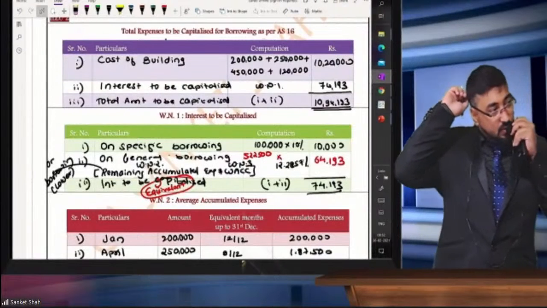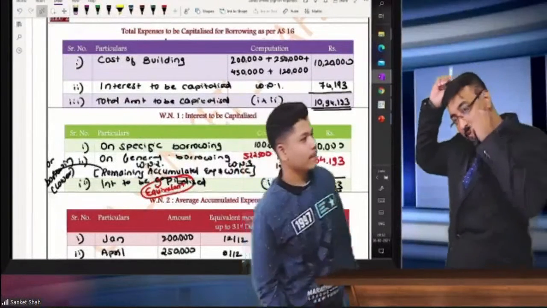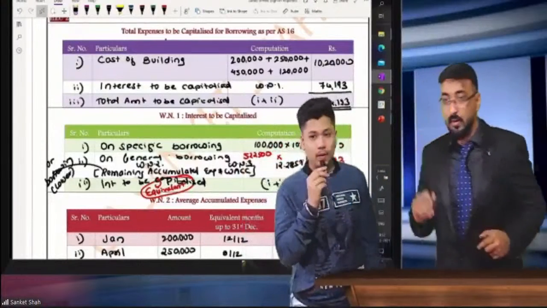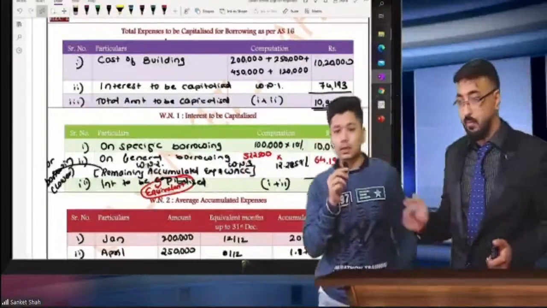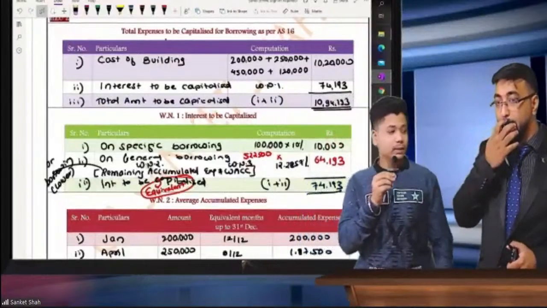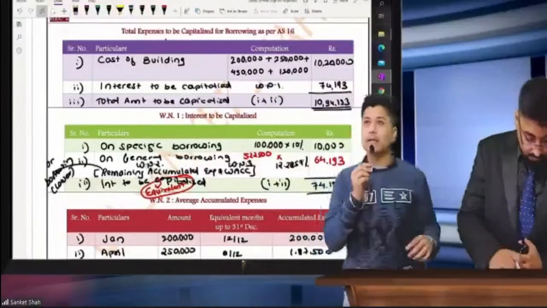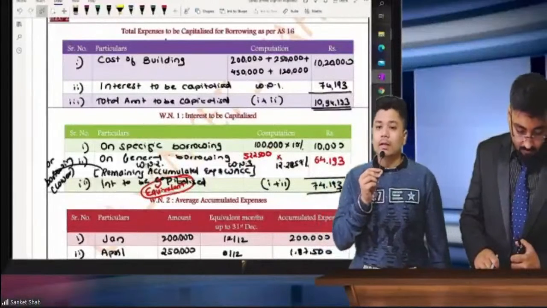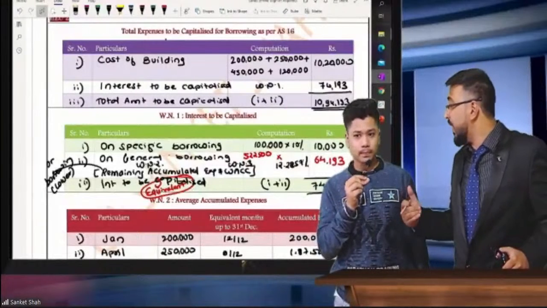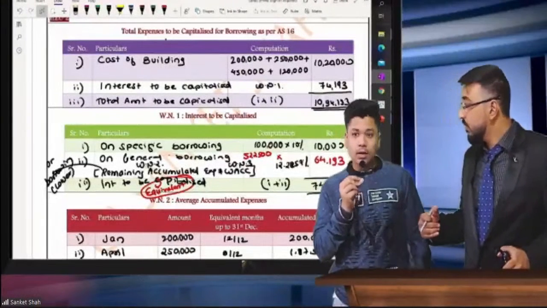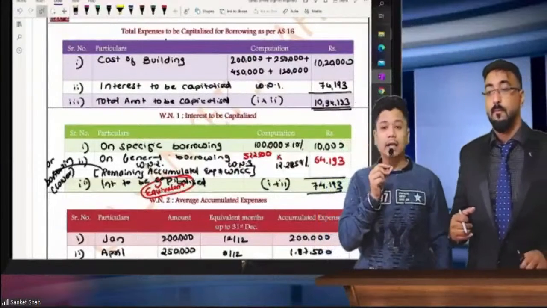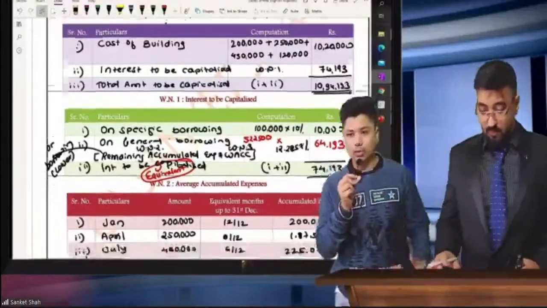Kimaya is not confident. So first is the main answer. Total expenses to be capitalized is the first table, with serial number, particulars, computation, rupees. Then the second working note is interest to be capitalized. What will come in total expenses to be capitalized? First is the expenditure that we incurred, the cost of the building, and then interest to be capitalized, and then we get the total cost.